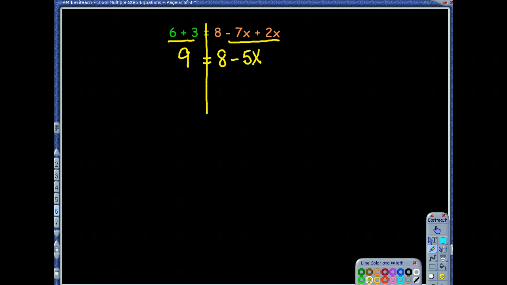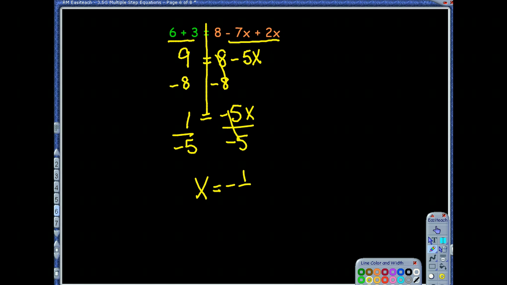I would just leave the x's over here and now just move the constant because I don't have any variables on this side to get them all to the same side. They all already are. So I would go ahead and subtract the 8 from both sides. That would leave us with a 1 is equal to a -5x and then divide both sides by that -5. And you end up with x is equal to a -1/5.